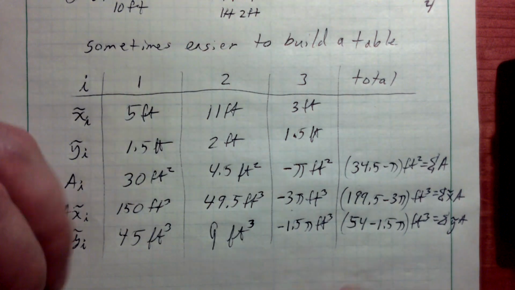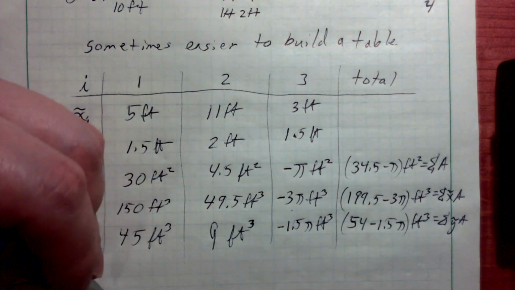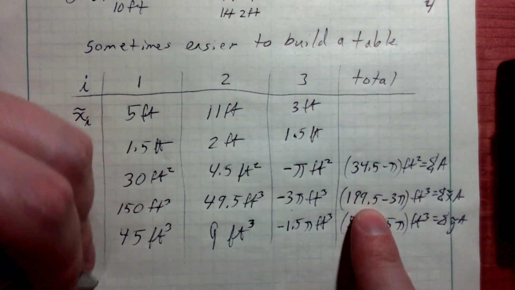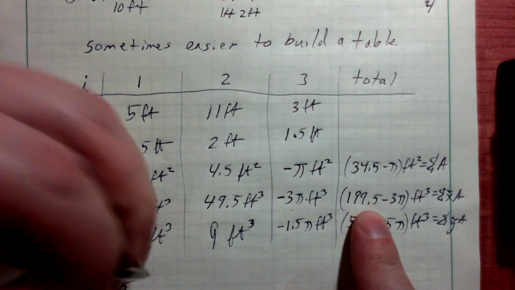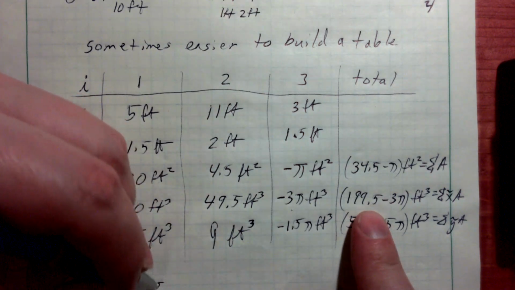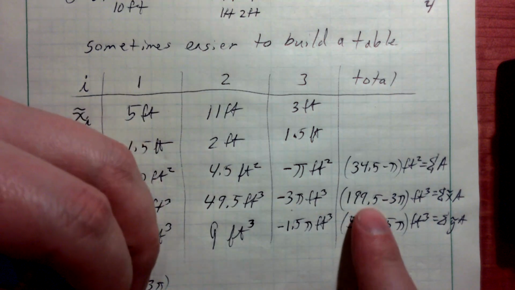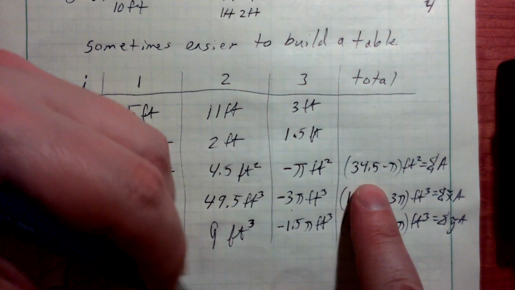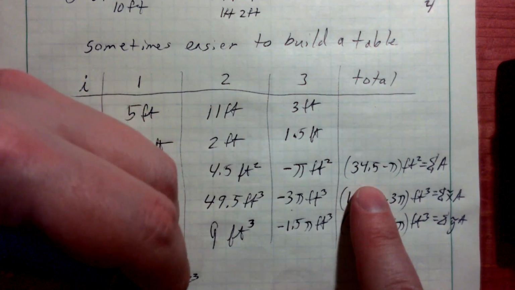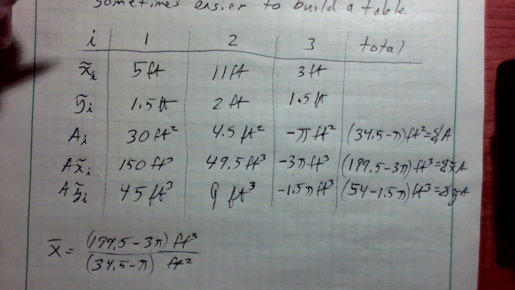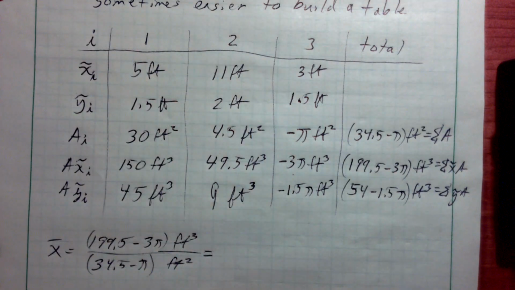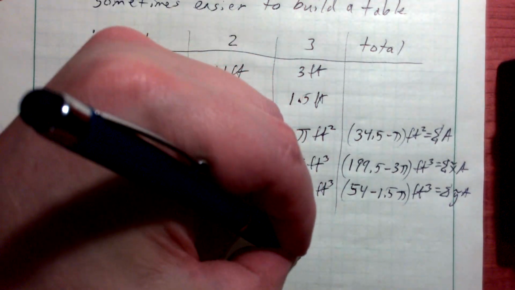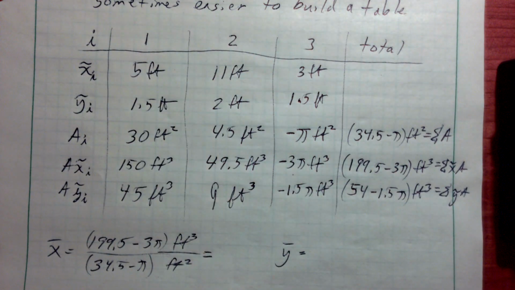Okay. So x bar is going to be this 199.5 minus 3 pi quantity divided by 34.5 minus pi quantity. The top is feet cubed, the bottom is feet squared. Notice the units are going to work out to be feet. And you can run that through your calculator. I'm going to pause here, double check my numbers, and get us an answer. Feel free to pause here, find this one, and feel free to also find y bar over here. Feel free to find both of those. Go ahead and pause.